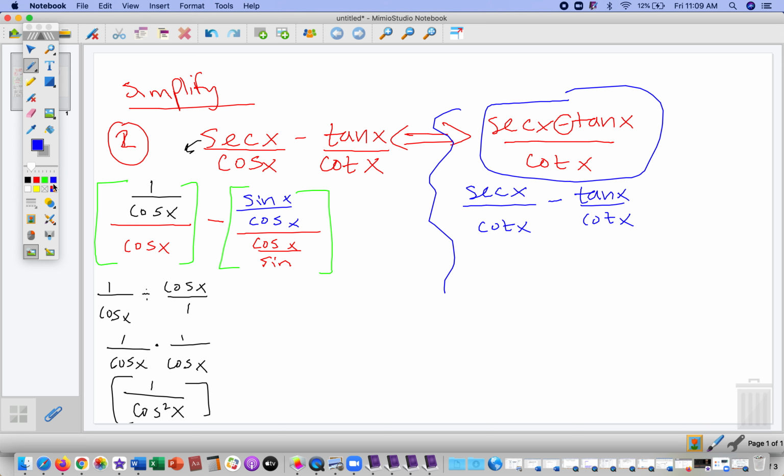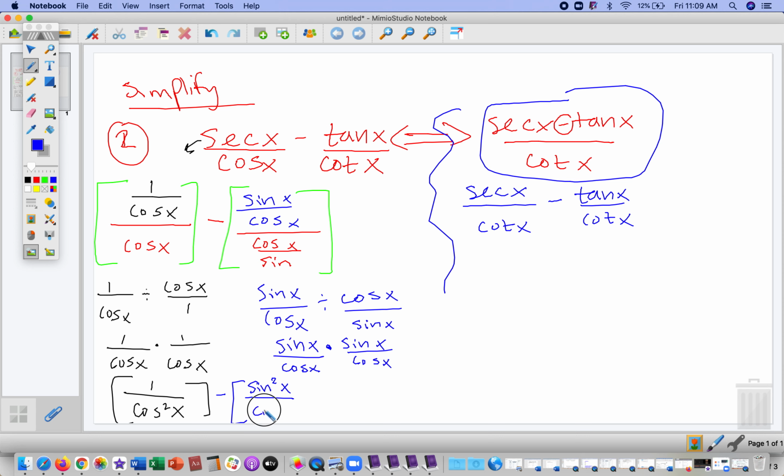The original problem. Now I'm going to simplify the other side. So I have numerator sine x over cos x divided by cos x over sine of x. And then we can write sine x over cos x, change division to multiplication, flip the fraction on the right, so sine x over cos x. And then we would have in the numerator sine squared x over cos squared x.